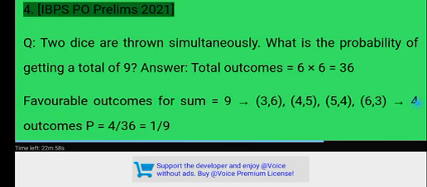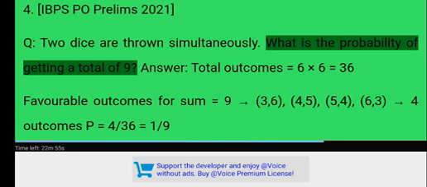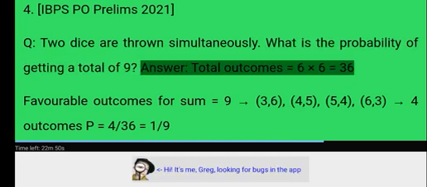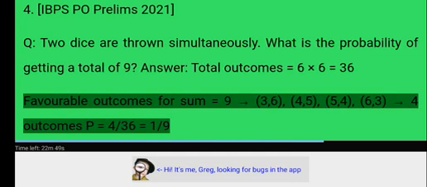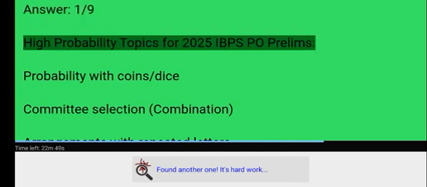4. IBPS PO Prelims 2021. Q. 2 dice are thrown simultaneously. What is the probability of getting a total of 9? Answer. Total outcomes equals 6 times 6 equals 36. Favorable outcomes for sum equals 9: (3,6), (4,5), (5,4), (6,3), which is 4 outcomes. P equals 4/36 equals 1/9. Answer. 1/9.